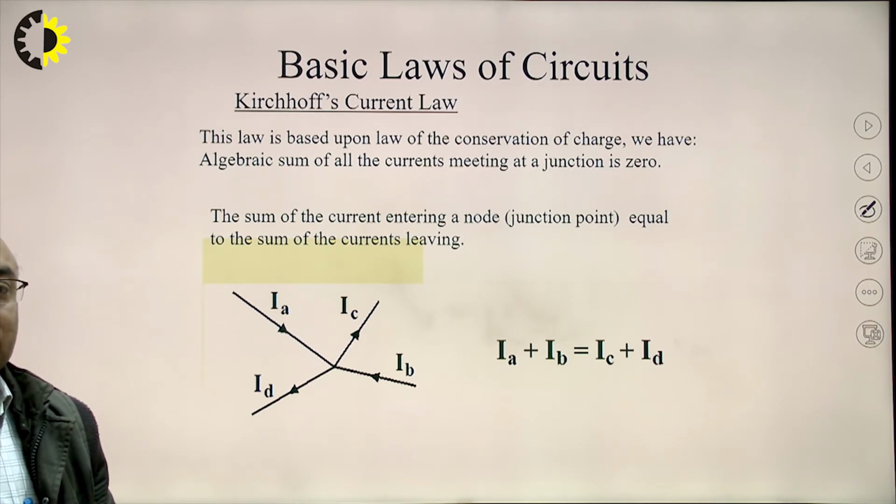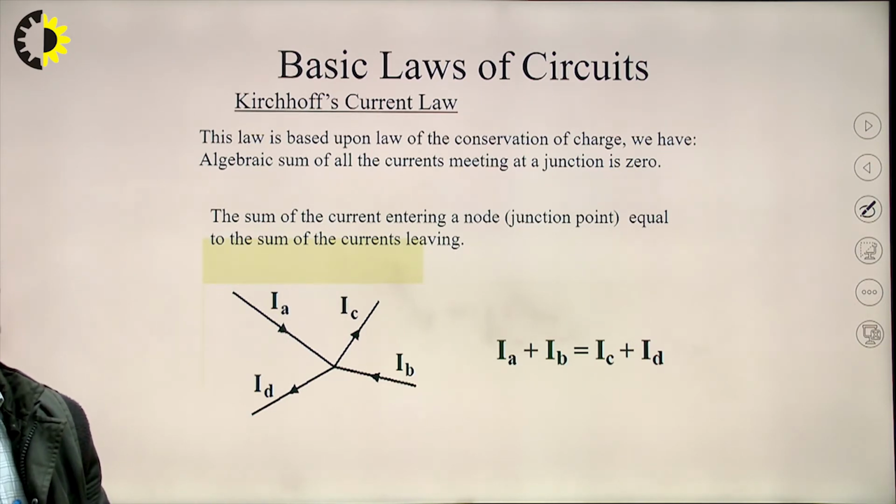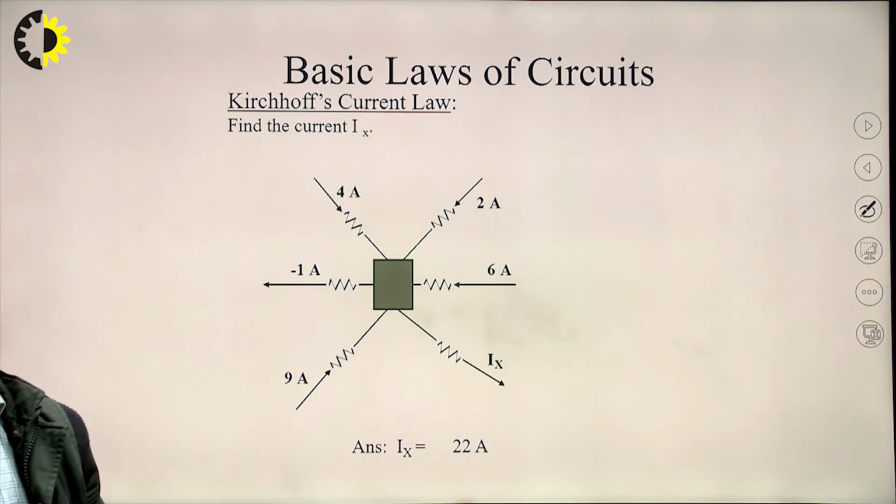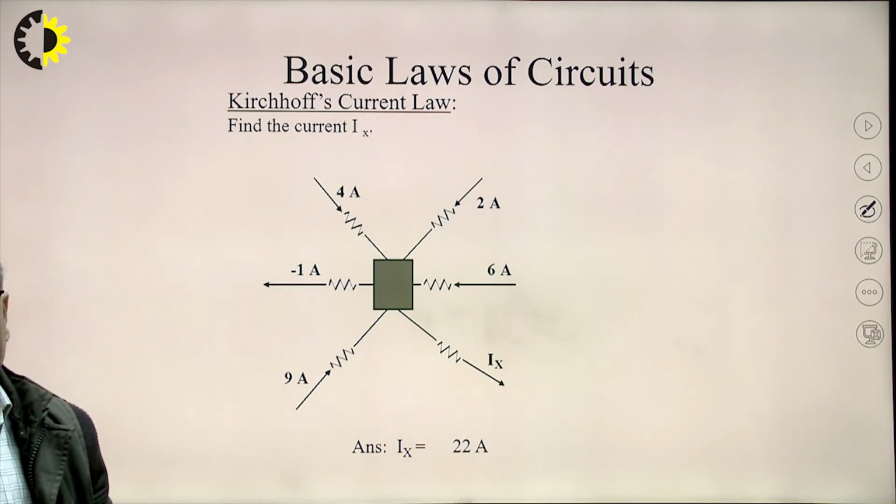So, IA plus IB will be equal to IC plus ID, since the entering current should be equal to the leaving current as per KCL. So, if we take one example of it here, in this circuit at a node there are 6 branches connected and the currents are shown in the different branches, and in one of the branches the current Ix, that is the unknown current, we are to find.